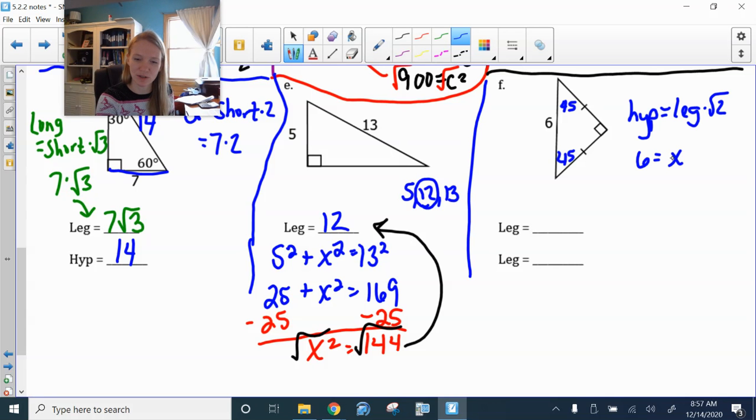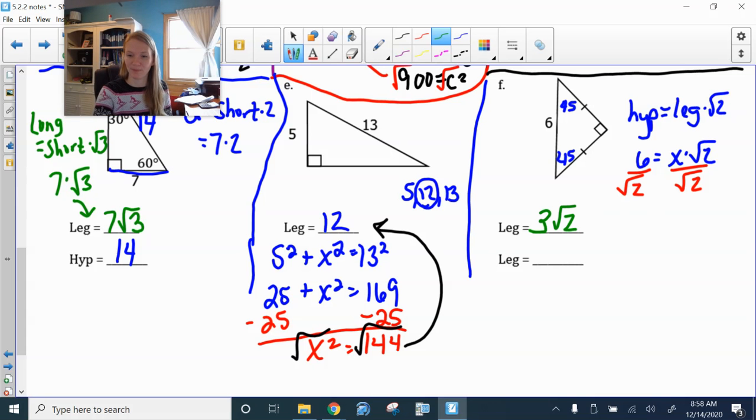Or 6 is equal to, I'll just call it x, times root 2, which means I should just divide by the square root of 2. I can leave it like that for right now. Or the shortcut is that you're basically going to divide by root 2. So 6 divided by 2 gives me 3, and I would keep the square root. And I'm going to show you guys how we do that, and why we do that.